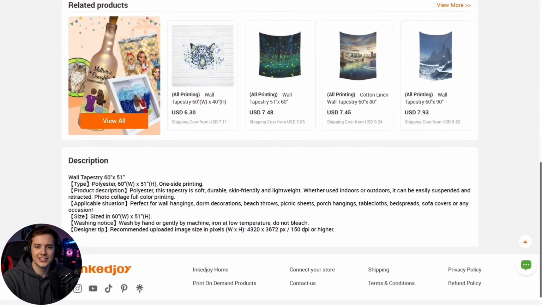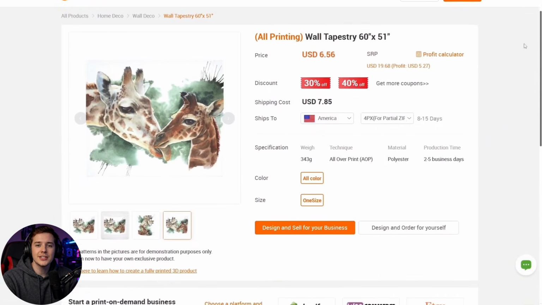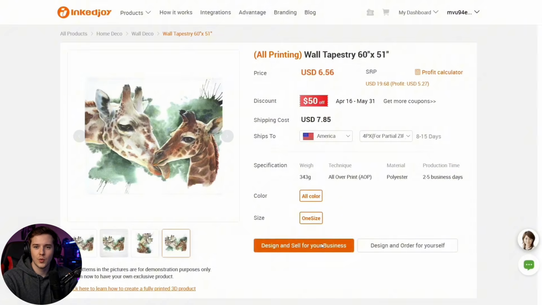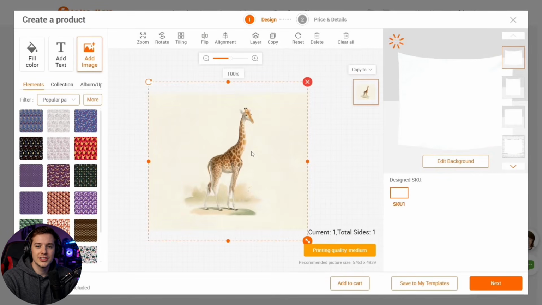So now, instead of just selling a $5 to $10 PDF, you can sell a $30, $40, or even $60 physical product. That's a huge increase in profit potential from the exact same design. For example, you can take your giraffe artwork and place it on a wall tapestry or home decor item. Now you've turned a simple digital file into a premium product that people can actually hang in their homes. This is where the strategy really scales.